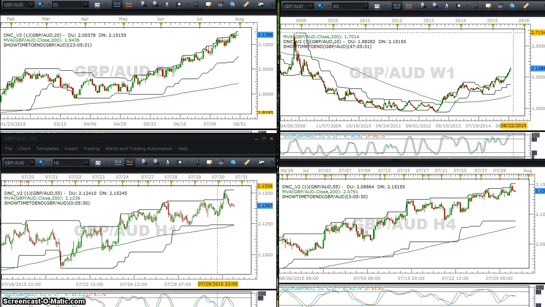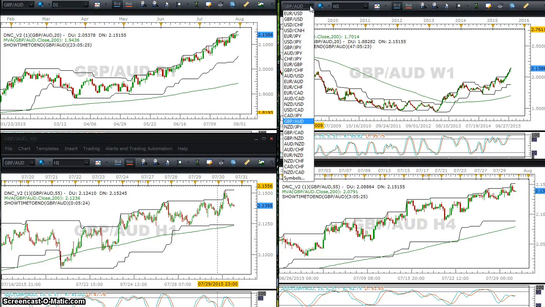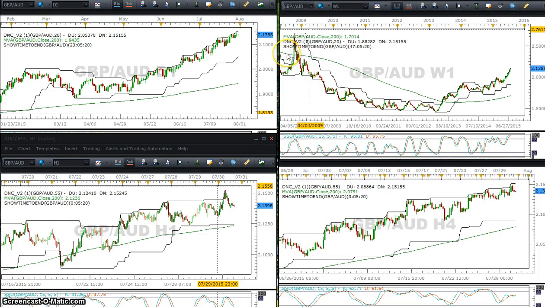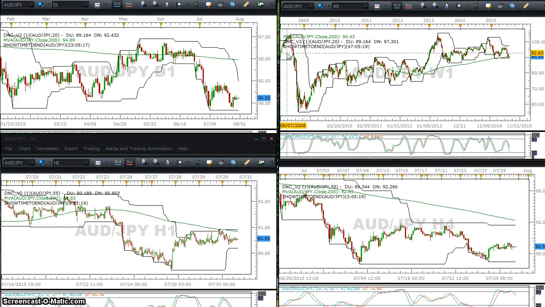Okay, still keeping our Aussie as our weakest currency, let's look at the yen, which is the third strongest currency. So we're going to take a look at the Aussie yen and see what that might have for us here.